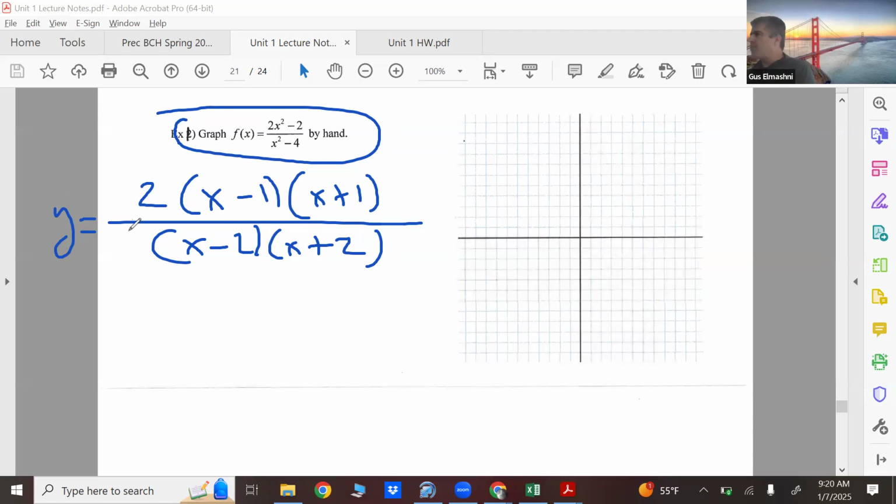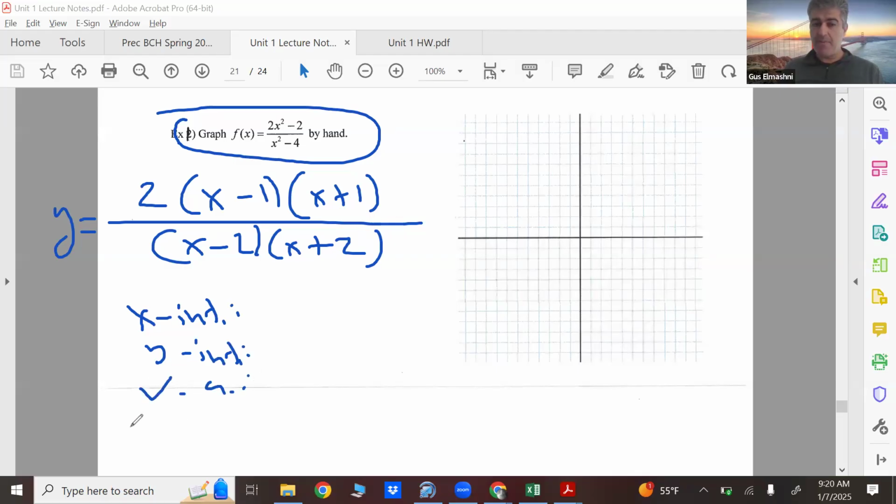Do you guys remember doing this in Algebra 2 Trig Honors? These types of graphs? Find vertical, horizontal asymptotes. Okay, so you have to find a few things: x-intercepts, y-intercept, vertical asymptotes, horizontal asymptotes, and we're going to do something called a sign chart.